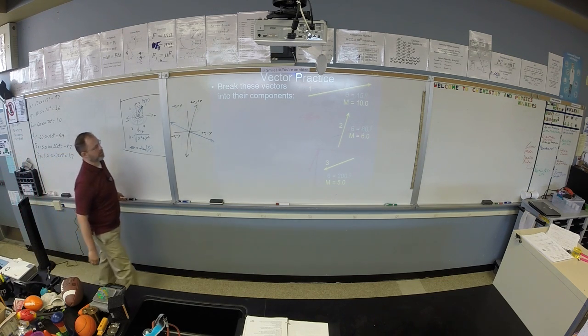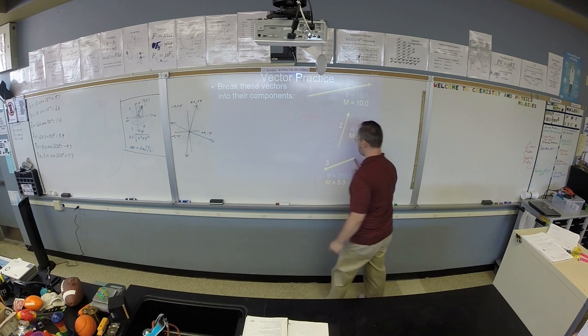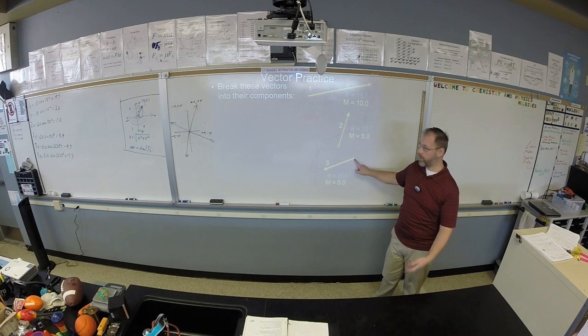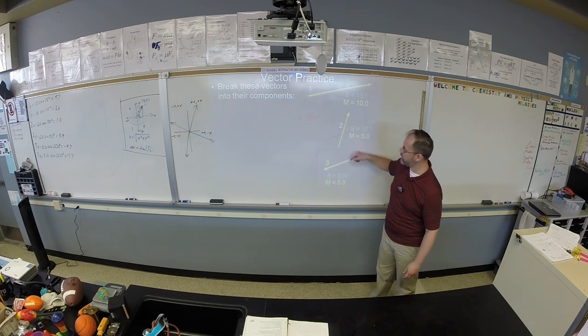Well, let's take a look at the vector. What coordinate is it in, or what quadrant is it in? 3, which has a negative x and a negative y. So yeah, it looks good.